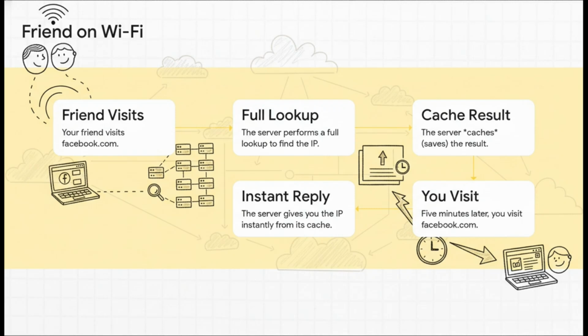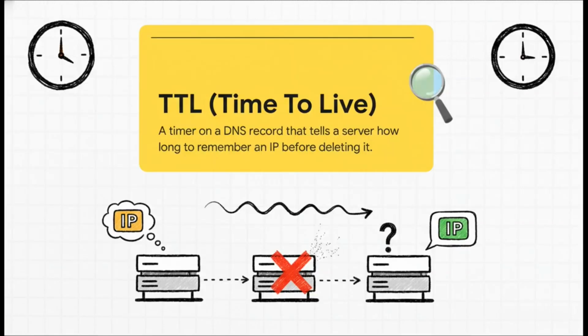Your page loads faster, all because of your friend's search. But wait, what if a website changes its IP address? We can't have servers holding on to old, wrong information forever, right? That's where something called TTL, or time to live, comes in. It's basically an expiration date, a timer attached to every single cached record.